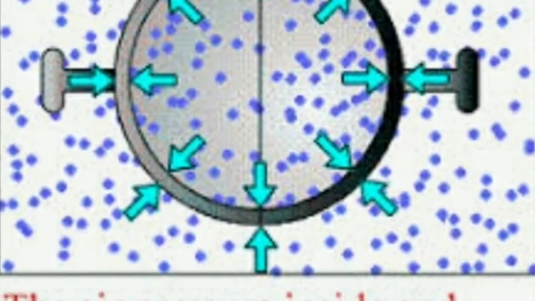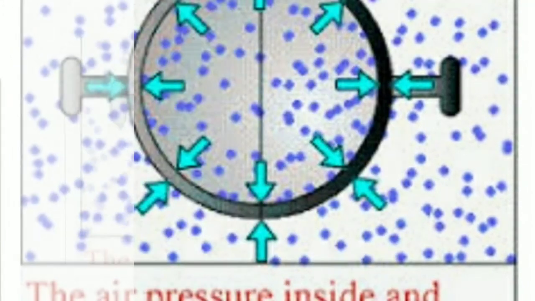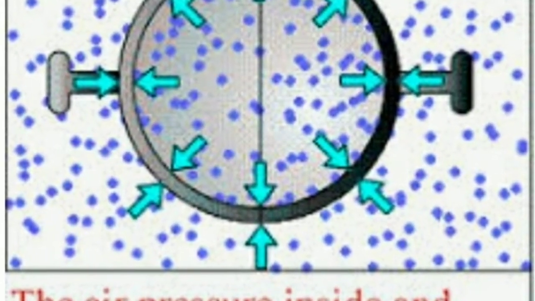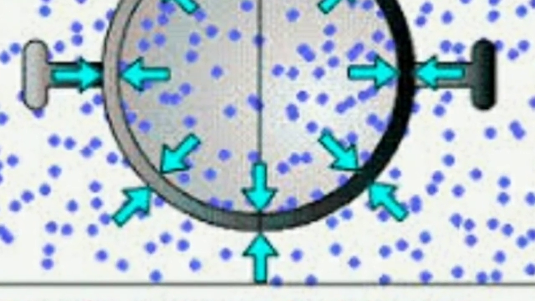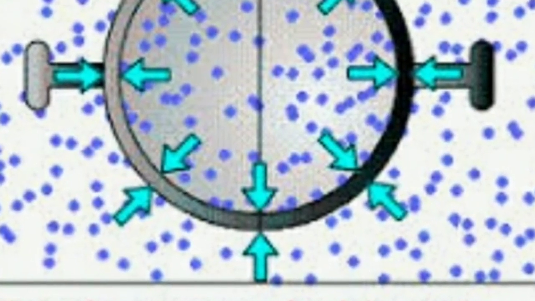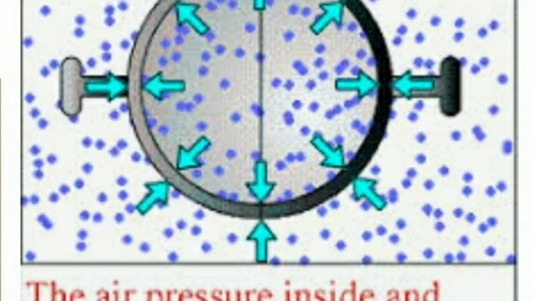Second thing which we have come to a conclusion is that air exerts equal pressure in all directions at a particular point or particular height. You can see there's a sphere in which air particles are shown by blue dots, and outside also air particles are shown. See, they act from inside towards the wall, from outside towards the wall. So we have this setup.